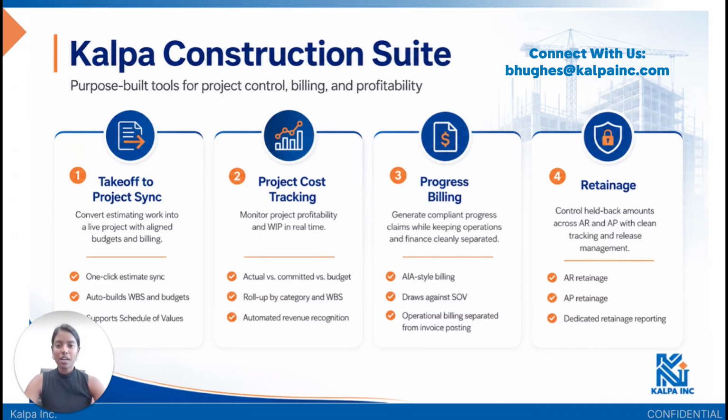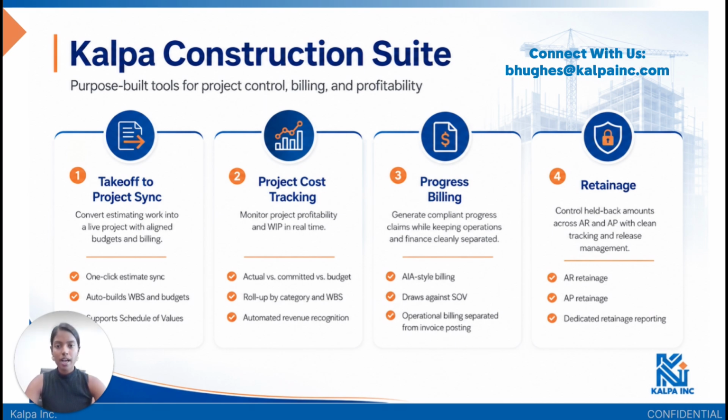Today, I'm going to be taking you through the construction solution and how it flows into NetSuite. The Kalpa Construction Suite consists of four main products. The first one is the takeoff to project sync. Second one is project costing. Third one is progress billing. And fourth one is retainage. I'm going to be walking you through each of these examples in NetSuite.